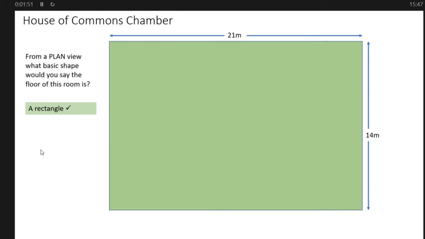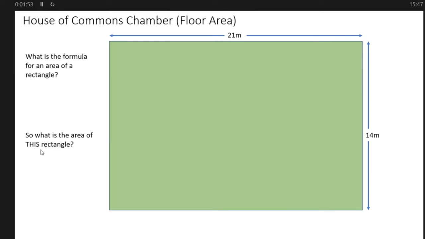So my next question, of course, is what is the area of this rectangle? So to find the area, we first of all need to know the formula. And this is a recap. You should know this. You should remember it. What is the formula for the area of a rectangle? Again, I've asked a question, so pause the video, come up with your answer, and then come back and check if it's okay.